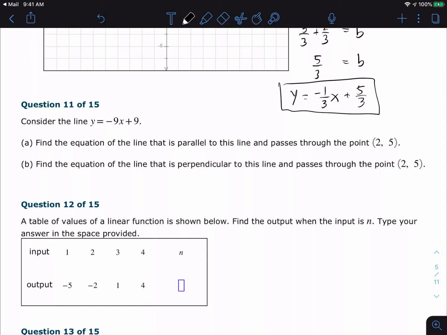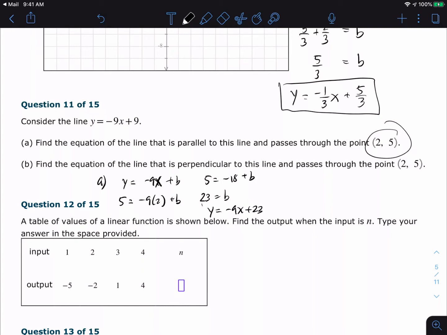Now to be parallel, remember, the slope has to be the same. So for part A, the slope is the same, so I'm going to go y is equal to negative 9x plus b. And I'm going to use this point. So I'm going to go 5 is equal to negative 9 times 2 plus b. So doesn't that give me 5 is equal to negative 18 plus b? If I add 18, that's going to give me 23 is my b. So that should be y is equal to negative 9x plus 23. That's the answer to part A.